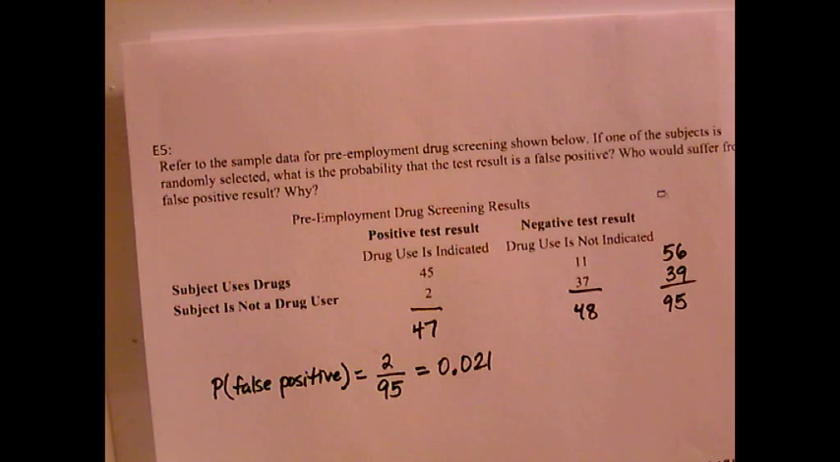And who would suffer from a false positive result? Well, it would be that person that didn't use the drugs and the test came back positive. So that person tested would suffer, because he or she would be suspected of using drugs when in reality he or she did not use drugs. So here, subject's not a drug user, but the test came back positive. So those 2 people will suffer from a false positive result.